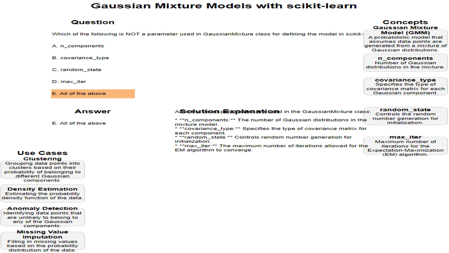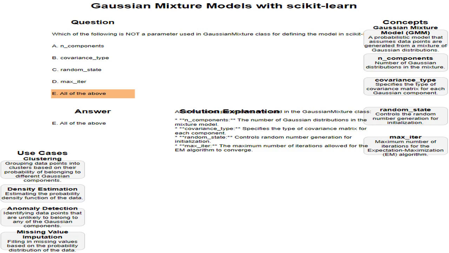GMM can be used for clustering data points into groups based on their probability of belonging to different Gaussian components. Imagine you have a dataset of customer data, and you want to identify different customer segments. You can use GMM to cluster customers based on their purchasing patterns, demographics, or other relevant features.